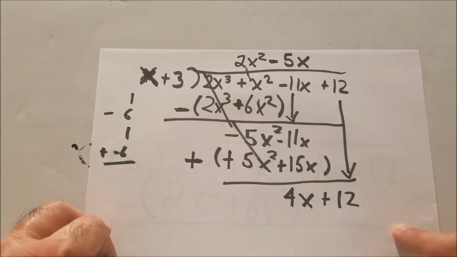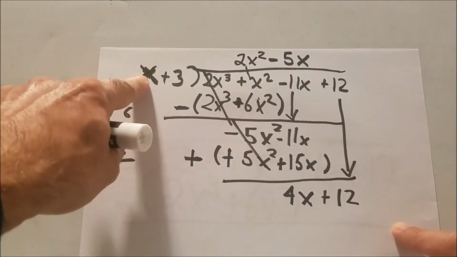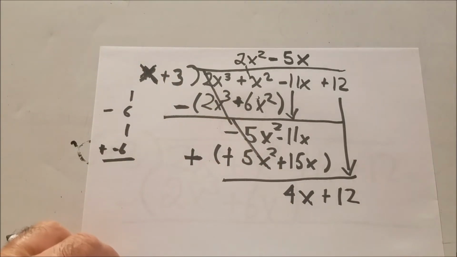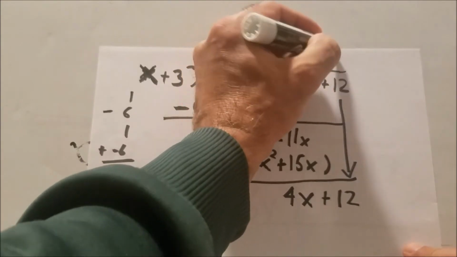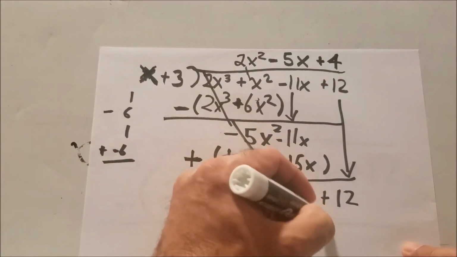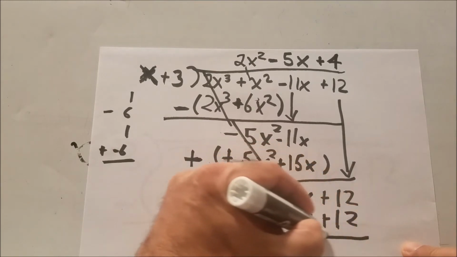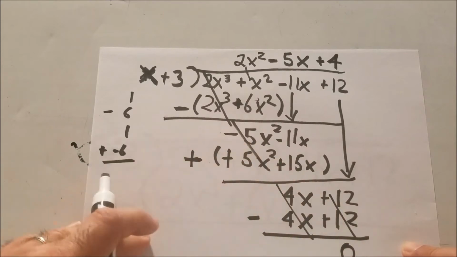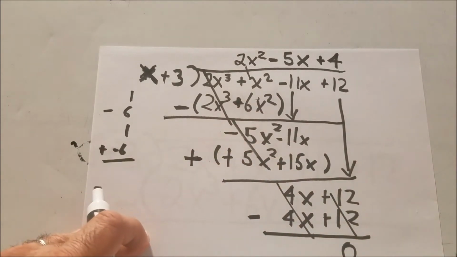Okay? So now, again with this divisor, x times what gives us 4x? Just 4, right? We just have our 4. So it's just 4, and we're going to get 4x, and then we'll get plus 12. And we're subtracting this time, so they both cancel out. We have our 0. And we're done. That's the answer.